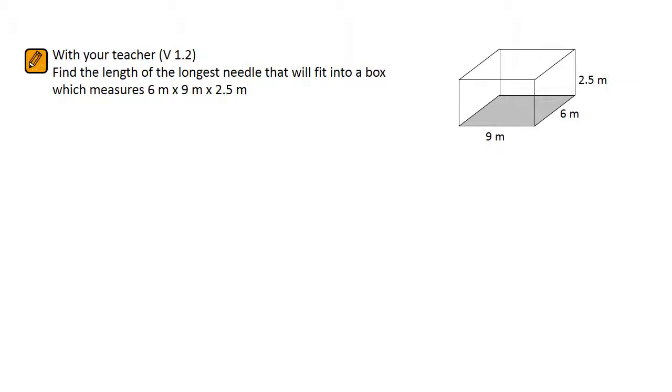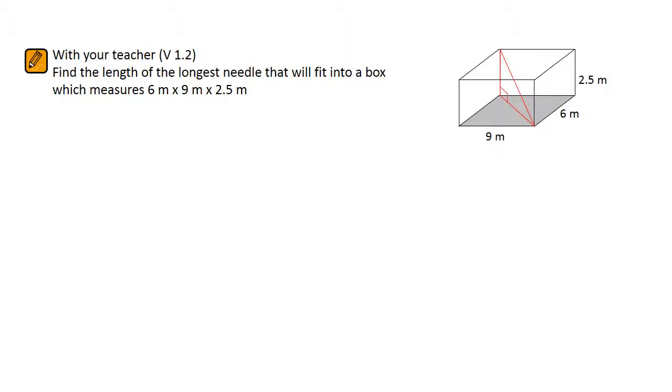This example asks us to find the longest needle that will fit into a box which measures 6 metres by 9 metres by 2.5 metres. The longest needle will fit diagonally across opposite corners. Now when you draw that in, you'll notice it's not even in a triangle at all, but we could make a triangle here going up the edge of the box and across, and that'll be a right-angled triangle, right-angled at the bottom of the box.